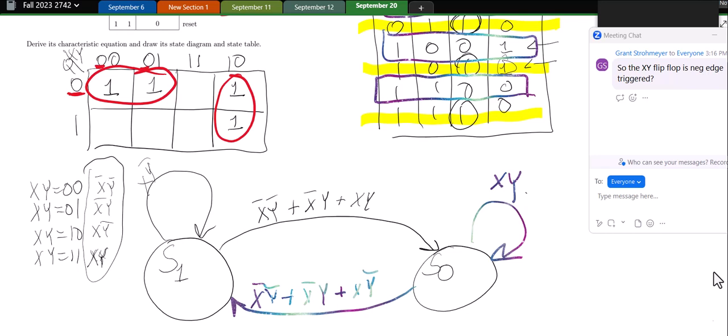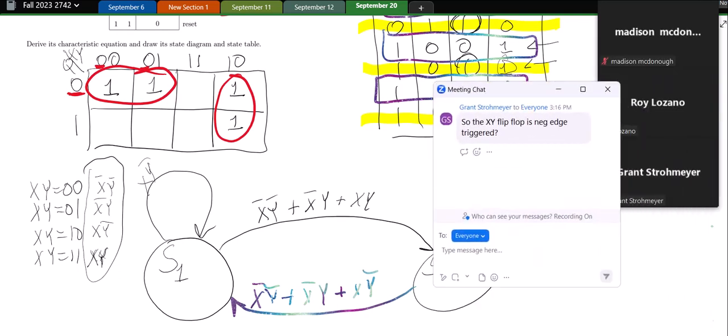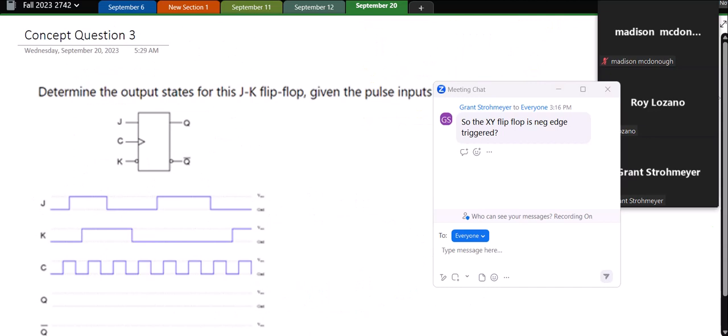So let me show you on another problem what I mean by that. If you look at this timing diagram right here, what I was talking about is when the inputs change. That would be like on this top one when k changes from 1 to 0 or j changes from 1 to 0. But the edge triggering has to do with when the clock changes. And we don't put the clock on these state tables and state diagrams. So Grant, does that answer your question?